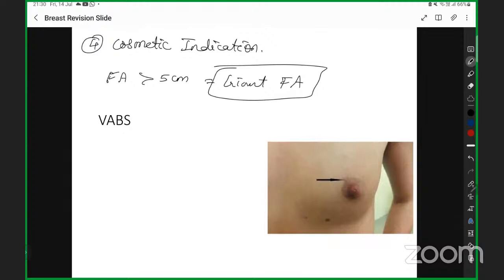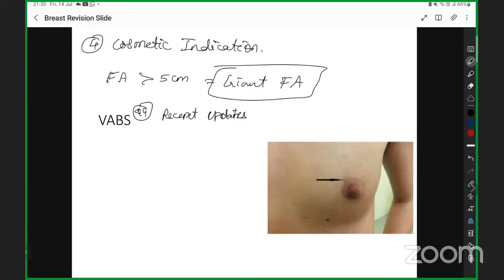Vacuum assisted breast surgery. Okay, this is going to be a very, very important topic because there have been recent updates. They might ask you in the exam also as a short note. Nowadays, recent topics and procedures are asked as short notes. Therefore, this VABS can be asked as a short note.